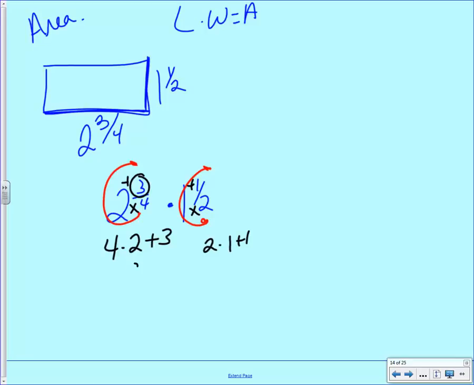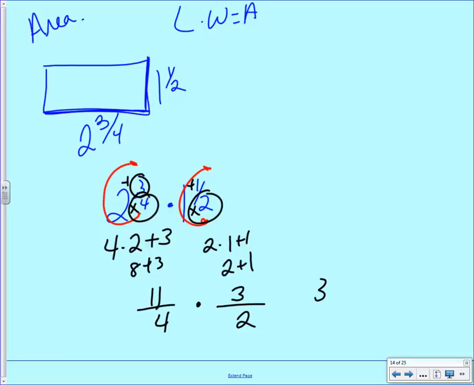And so 4 times 2 is 8. 8 plus 3 is 11. And I keep the denominator I had. Over here, the same thing. 2 times 1 is 2 plus 1 is 3. And I keep the denominator that I had. And it's 2. So here I'm going to simplify where I can, and it doesn't look like I can at all. And so I end up with 33 over 8. 33 over 8 is an improper fraction. If it says that you can leave it as an improper fraction, this would be great.